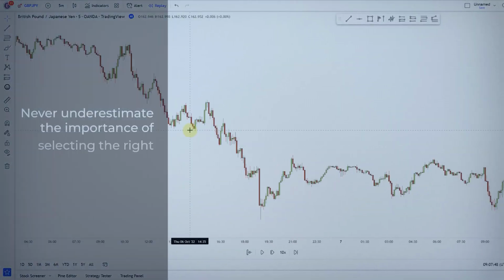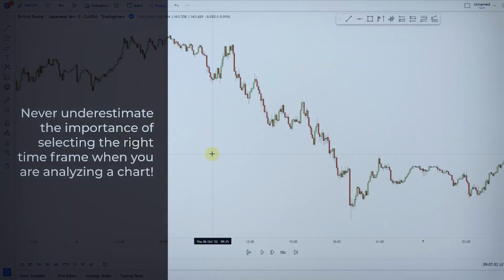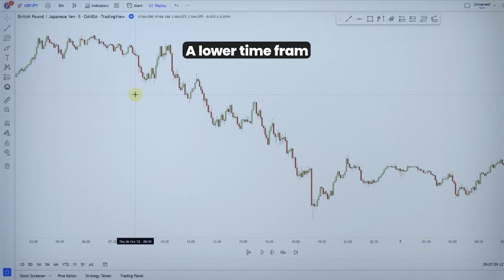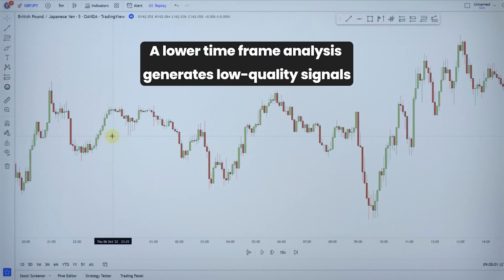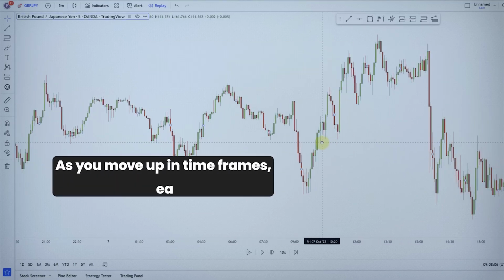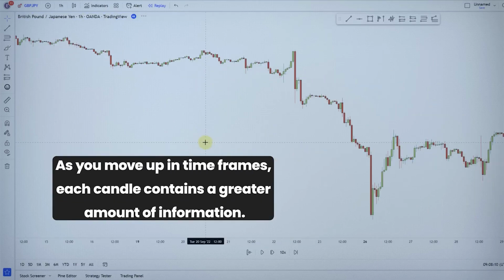Never underestimate the importance of selecting the right time frame when you are analyzing a chart. Many new traders love to trade on the lower timeframes. I'm not saying these are bad, but the reality is that a lower timeframe analysis generates low-quality signals. As you move up in timeframes, each candle contains a greater amount of information.